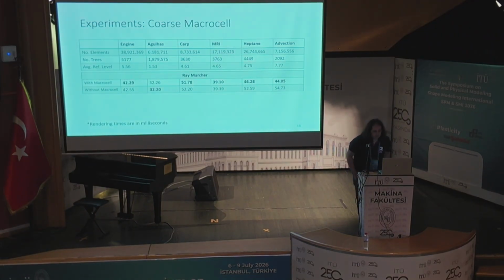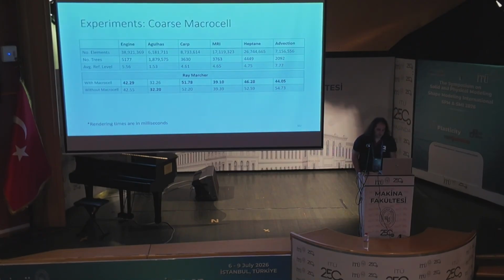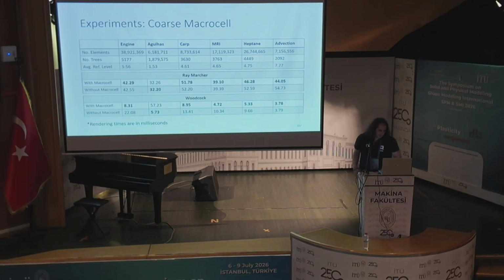So in our experiments for coarse macro cells, we have a similar story. Everything is faster except for the Agulhas set. This is because Agulhas has a lot of coarse meshes and we are always trying to test whether each coarse mesh is empty or not. So it slows down the rendering.